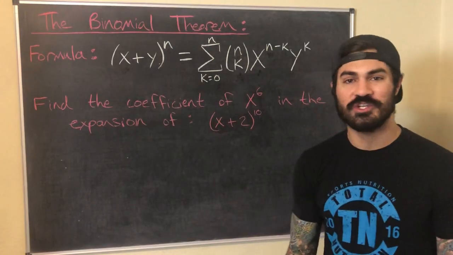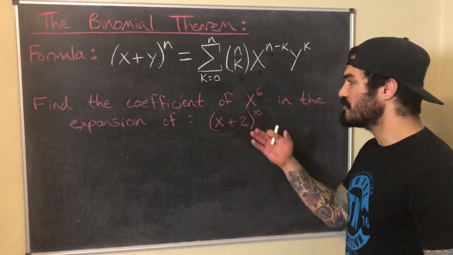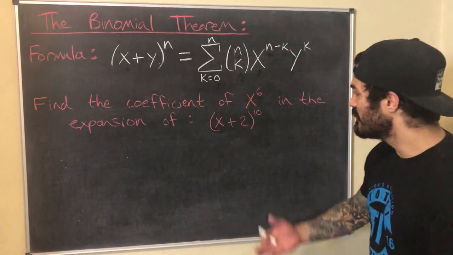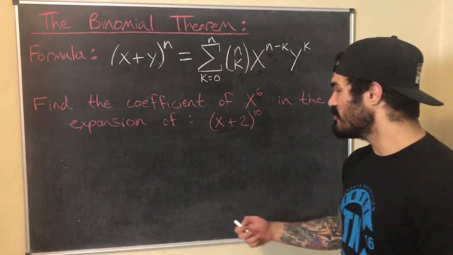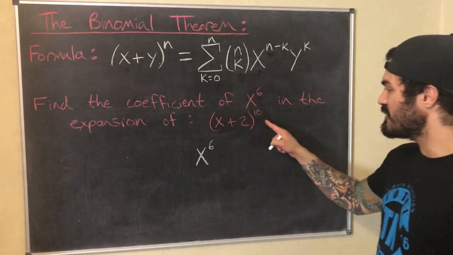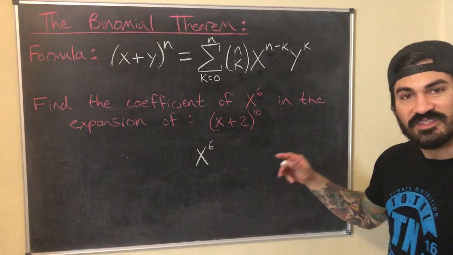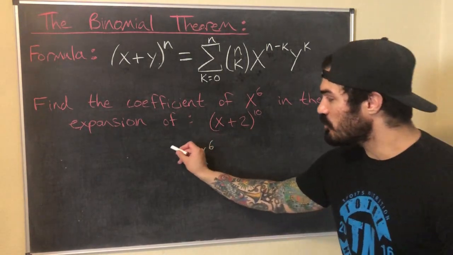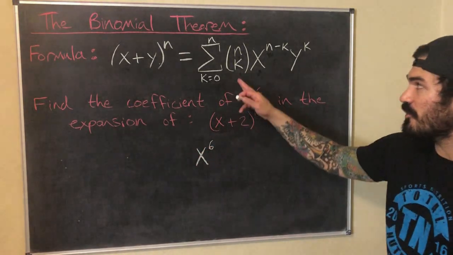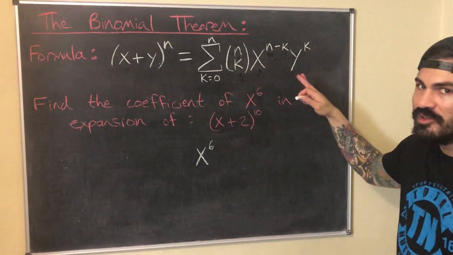This is a very common kind of question to be asked, which is to find the coefficient of a certain term. So we're going to find the coefficient of x to the 6th in the expansion of x plus 2 to the 10th. Really what this is asking is, when we expand this and simplify everything, whichever term has x to the 6th in it, what is being multiplied out in front of x to the 6th? That's going to come from this binomial coefficient piece as well as this y to the k piece.